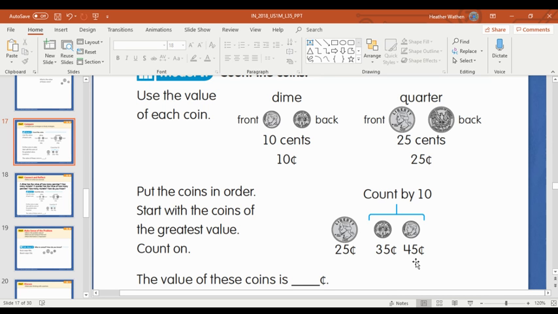I hope you enjoy counting money today, boys and girls, and I will put a worksheet for you to work on counting these on your own and the new coins and putting them in order from greatest amount to the smallest amount.